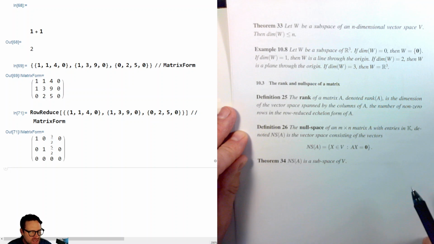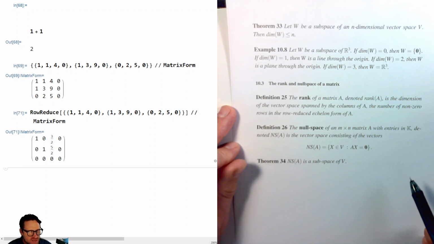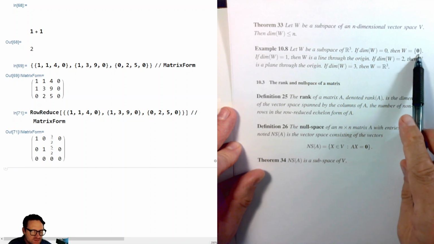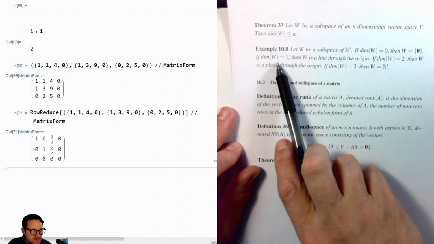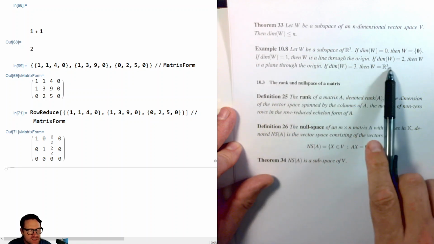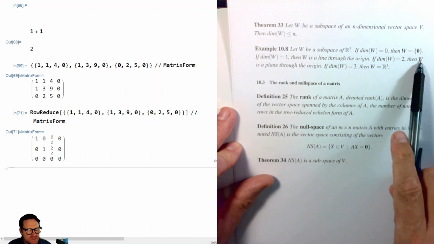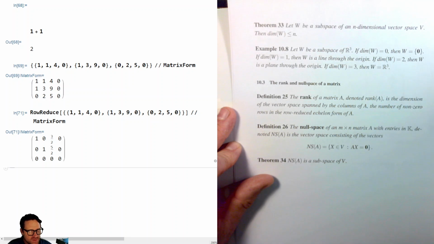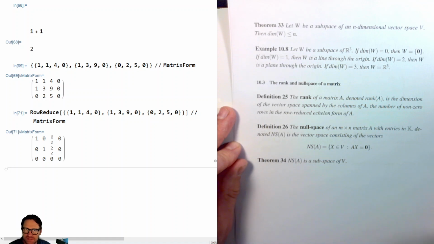Okay, example 10.8. Let W be a subspace of 3 space. If the dimension of W is 0, then W has to be the trivial vector space. If the dimension of W is 1, then W is a line through the origin. If the dimension of W is 2, then W is a plane through the origin. In other words, what I've been speaking of, though. So if you have a vector space in 3 space that has dimension 2, then the vectors in that have to be necessarily parallel to a given plane.